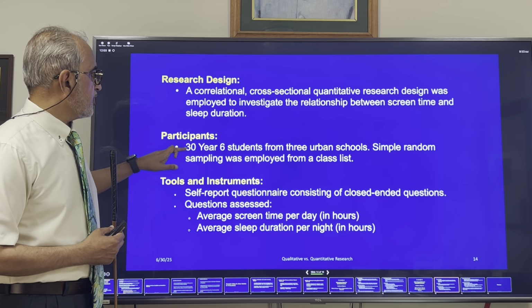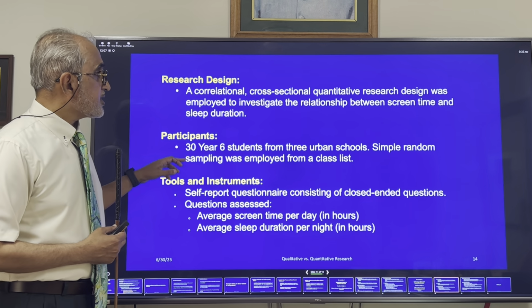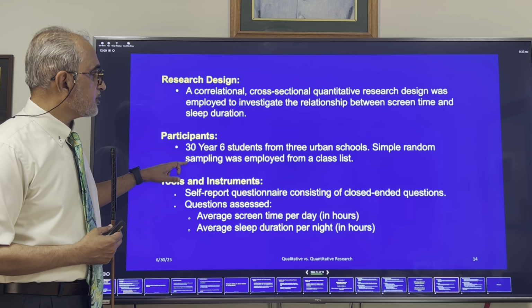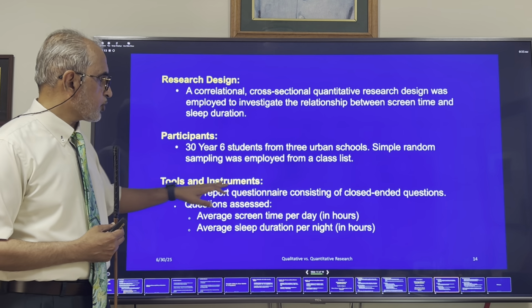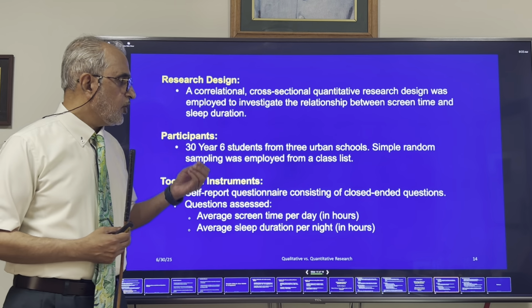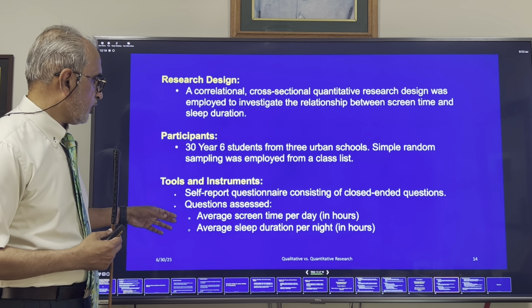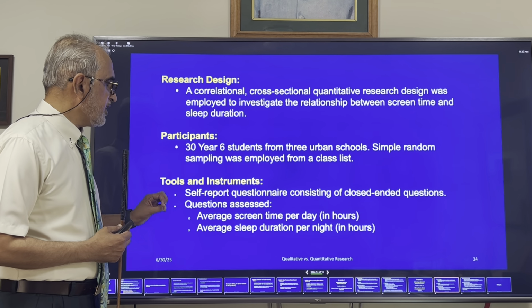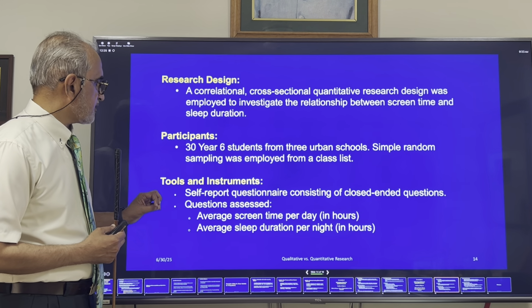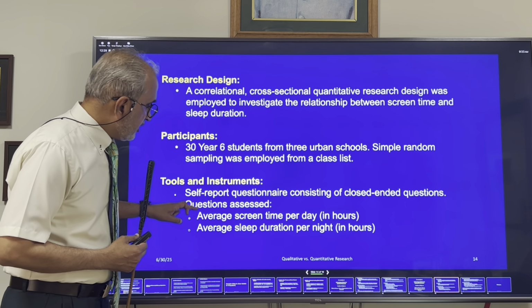Participants: 30 year 6 students, same, from 3 urban schools. Simple random sampling was employed from a class list. Tools and instruments: a self-reported questionnaire consisting of closed-ended questions. The questions assessed average screen time per day and average sleep duration per night in hours. So the answers to these questions were assessed.